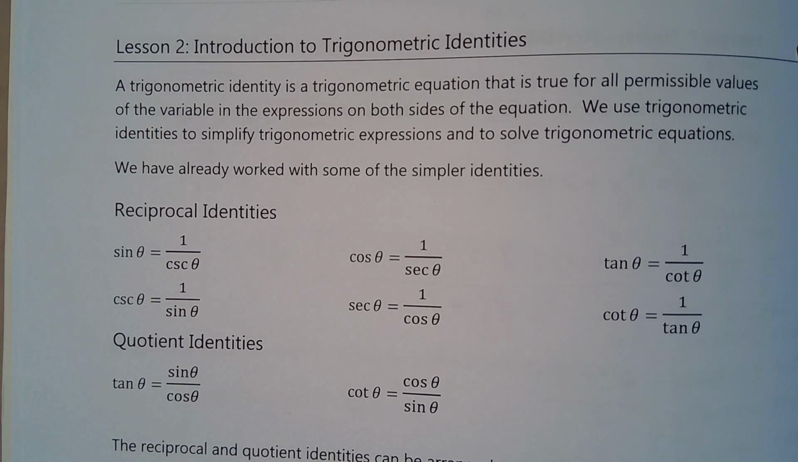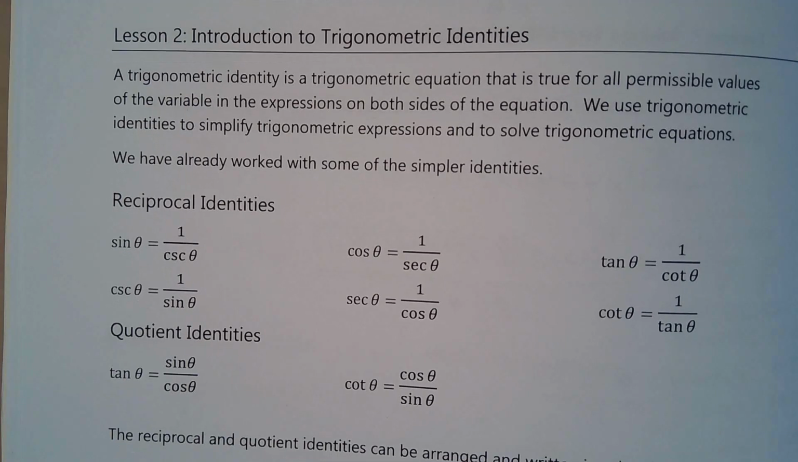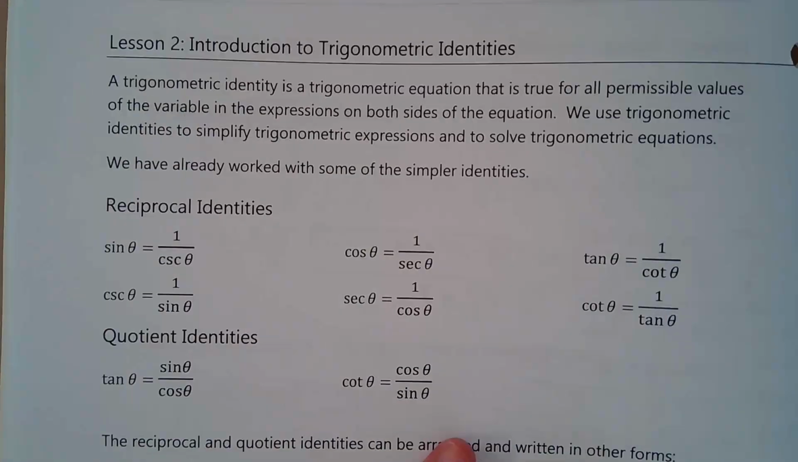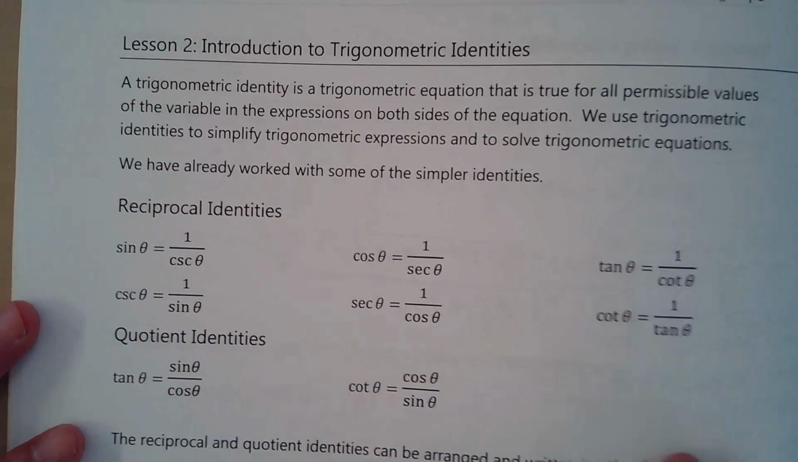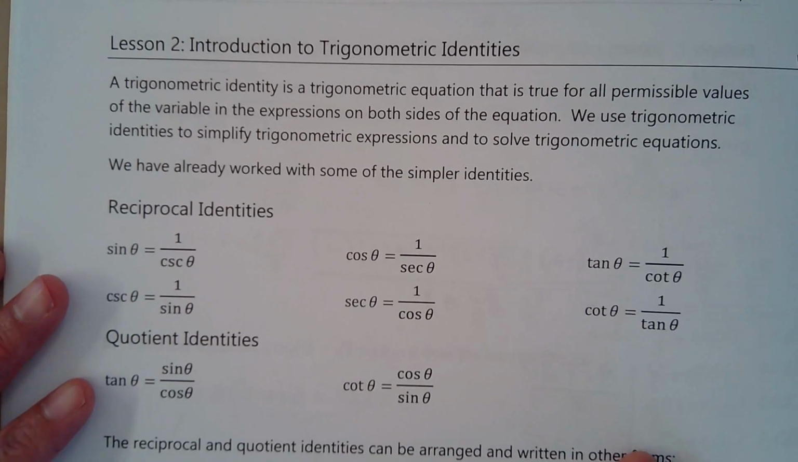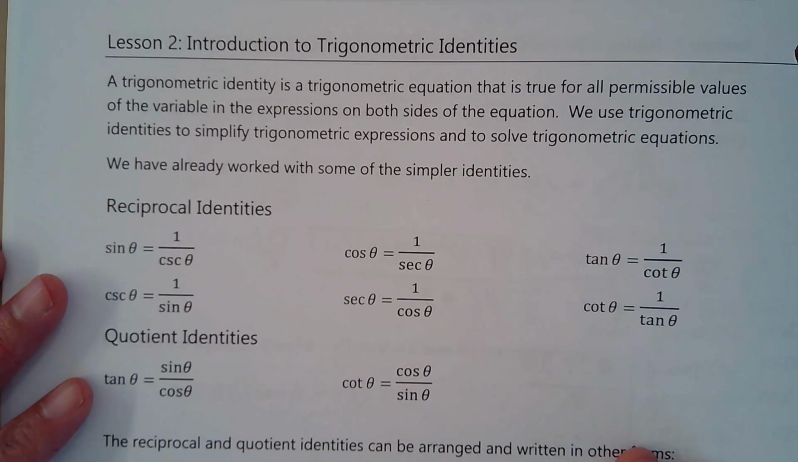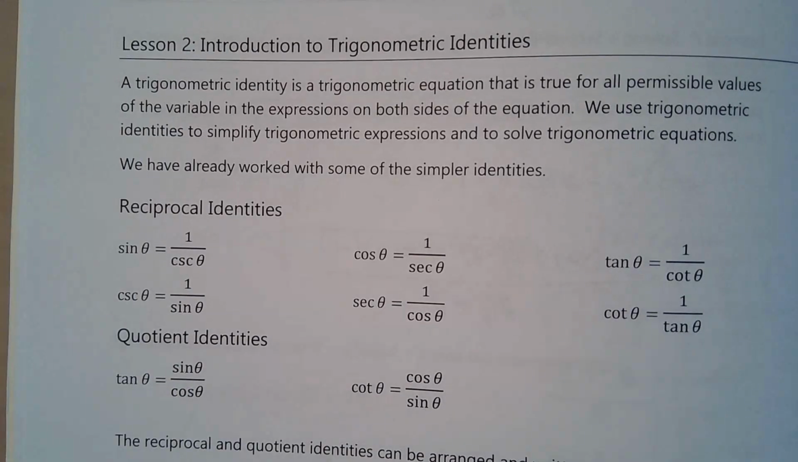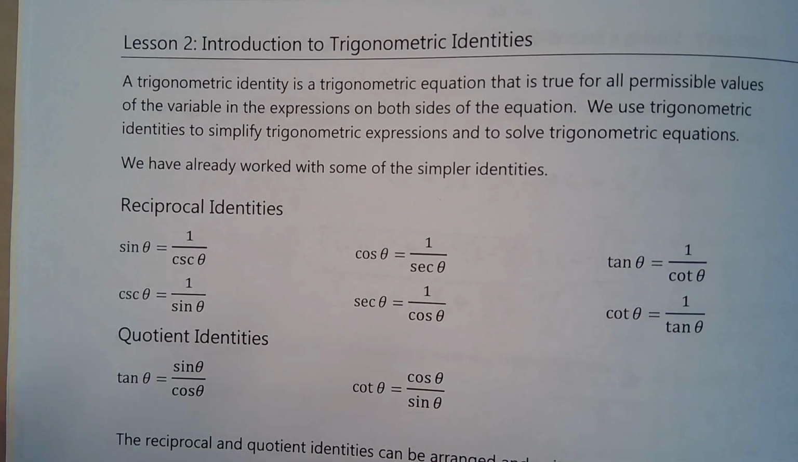So now we've moved on to introduction to trigonometric identities. Now, what is an identity? What does it mean by identical? Yeah, it means the same, right? So two different things, but they would behave the same way.